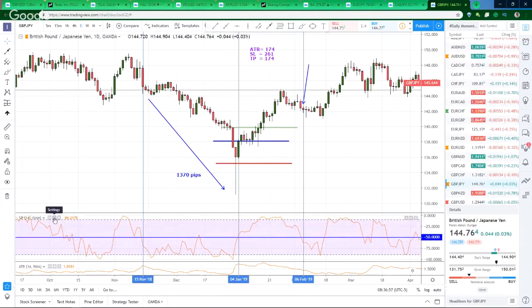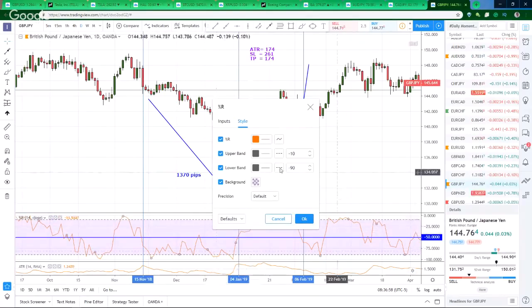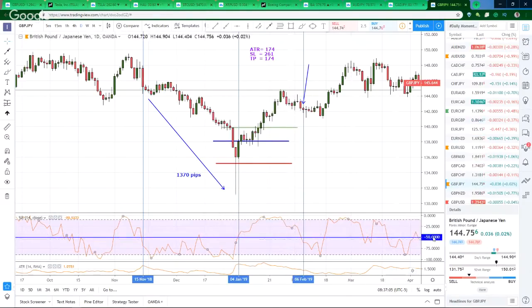You click the gear right there. Bam. The upper band is -10. The lower band is -90. And the line is -50, right in the center. Thanks, Keith. I hope that answers your question, Tomas.